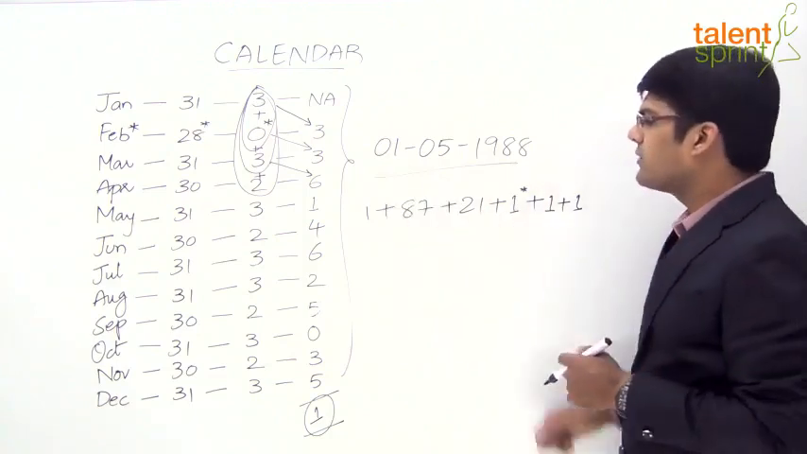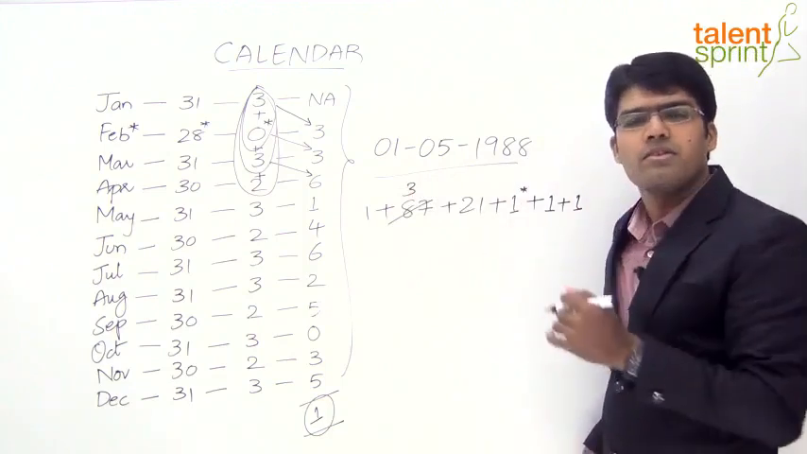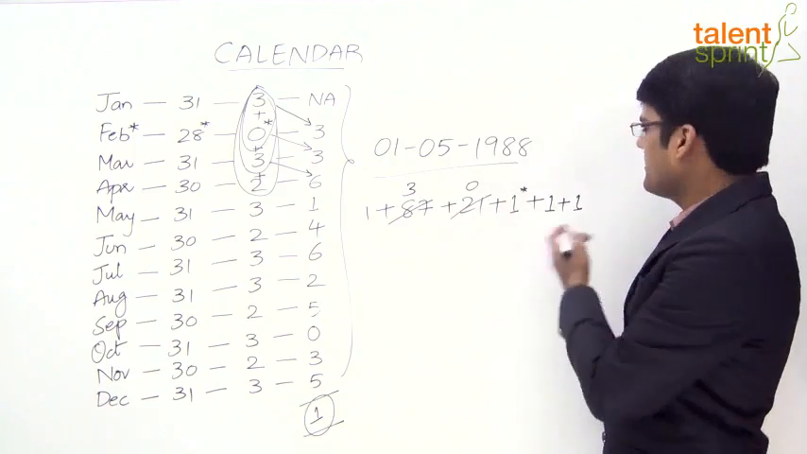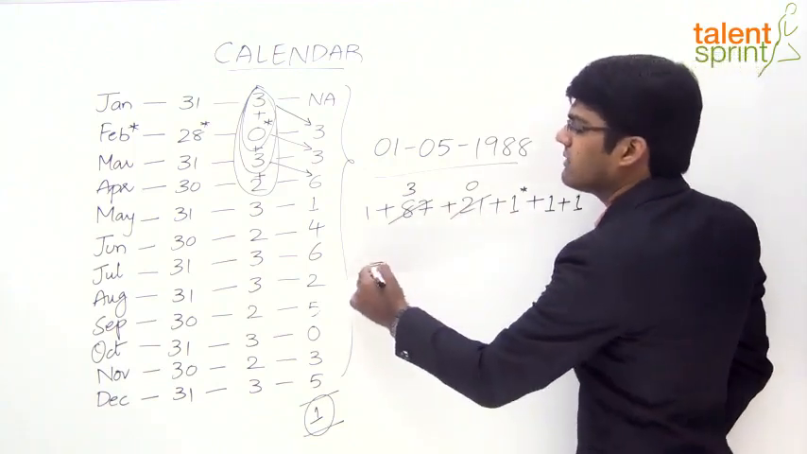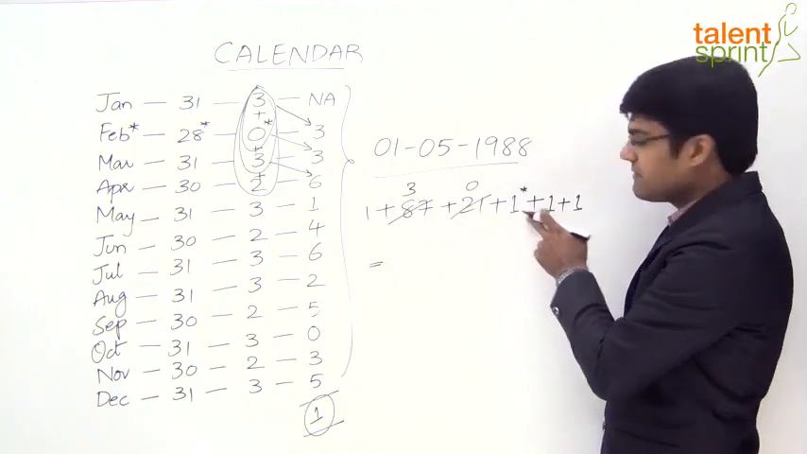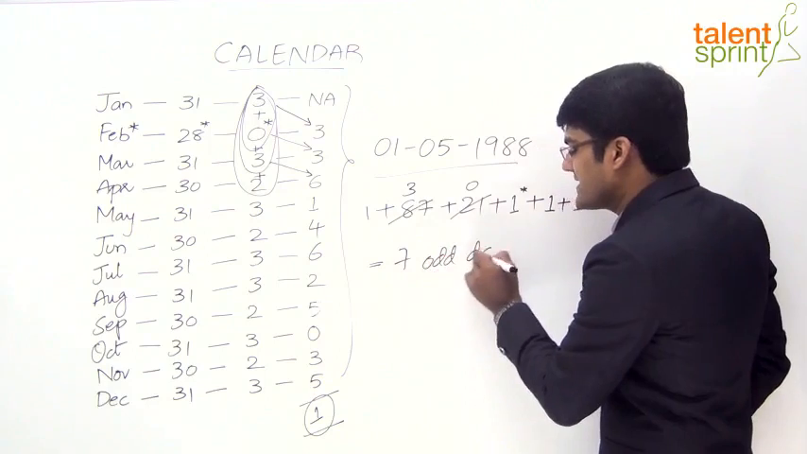Now add all these values. See again, 87 can be taken as 3 odd days. 84 plus 3, 84 is equal to 12 weeks. 21 is 0 odd days, right? And remaining all are 1, 1 and 1. So add up 1 plus 3, 4, 4 plus 0, 4, 4 plus 1, 5, plus 1, 6, plus 1, 7. So we have got total 7 odd days.